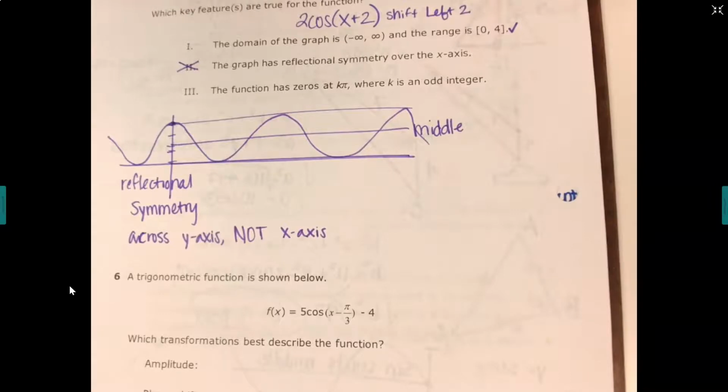And then your last one says it has zeros at k pi, where k is an odd integer. What I would just think about there is, an odd integer just means an odd whole number. So what's an example of an odd integer? 1. Now you could do -1, you could do 3, 5, 7, whatever you want.